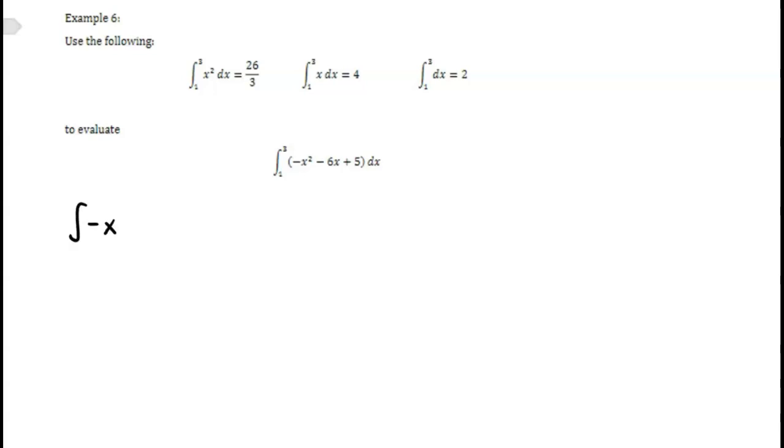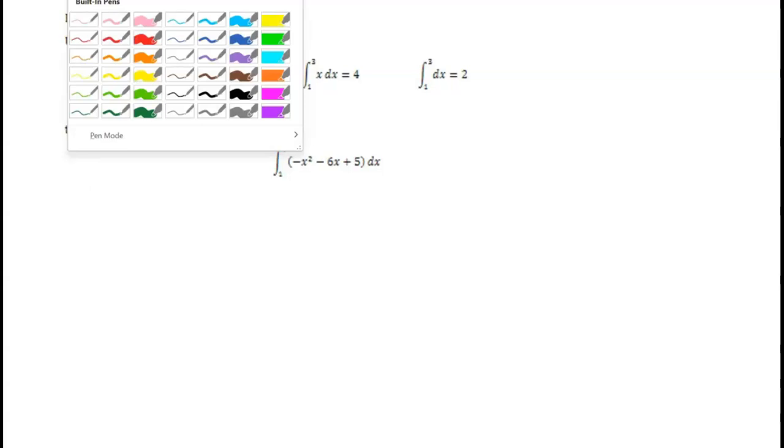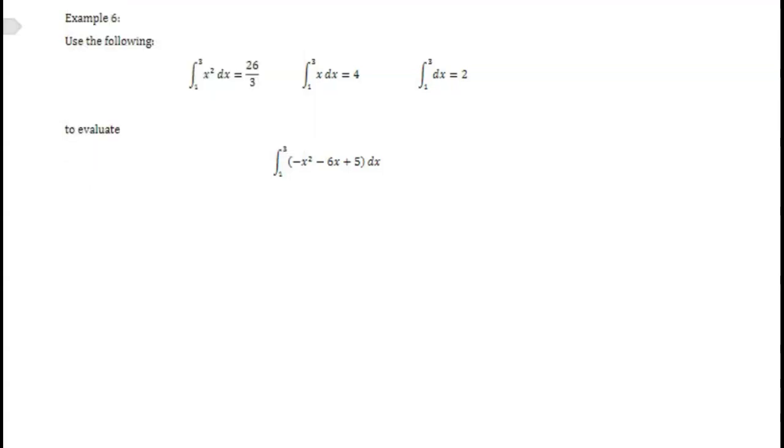I'm going to separate this into the integral of -x squared from 1 to 3 dx. That is just this first term here. The first term here is the integral from 1 to 3 of just -x squared dx. Then I will subtract that second term, integrated from 1 to 3. And I'm subtracting because of the minus sign that was in front of the -6x. And then I will add the third term from 1 to 3 of just a 5 dx.